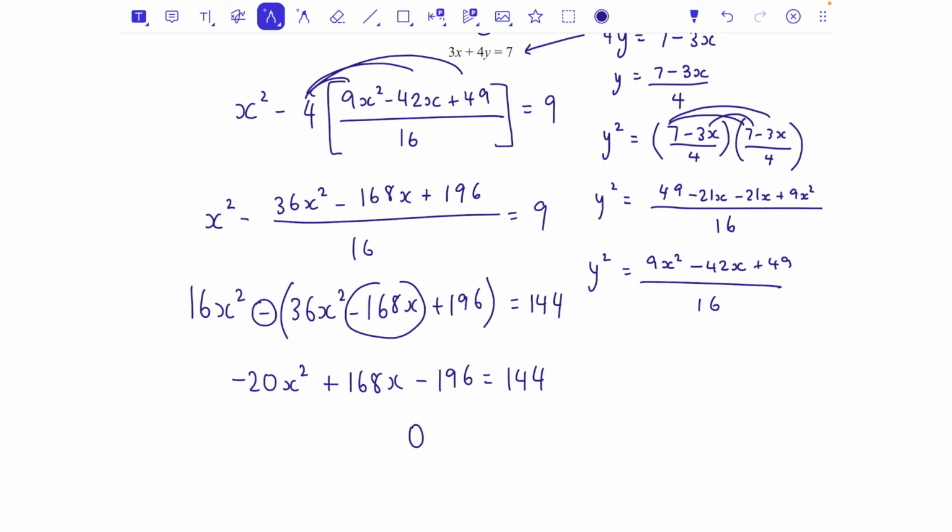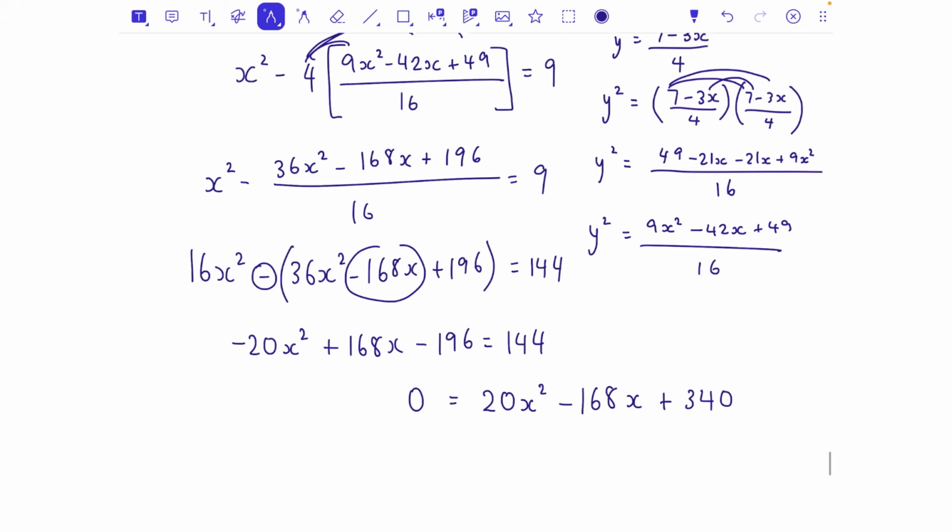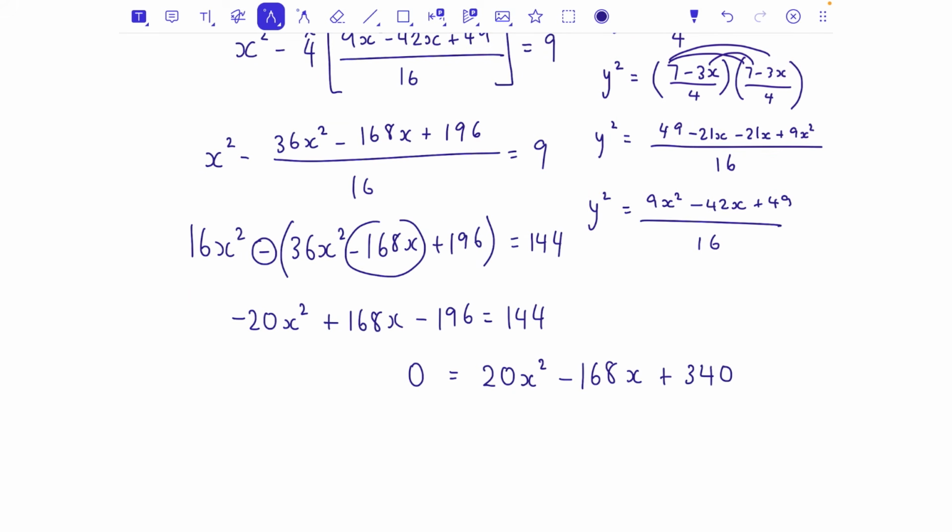So that's going to be 0 equals 20x squared minus 168x. And then I've got 144, add 196 on the right hand side. So that is add 340. Everything there looks like it's going to divide by something, hopefully by 4. That would be quite nice. So let's go 0 equals 5x squared. 168 divided by 4 is going to give me 42, so minus 42x. And then 340 divided by 4 is going to be 85, so add 85.